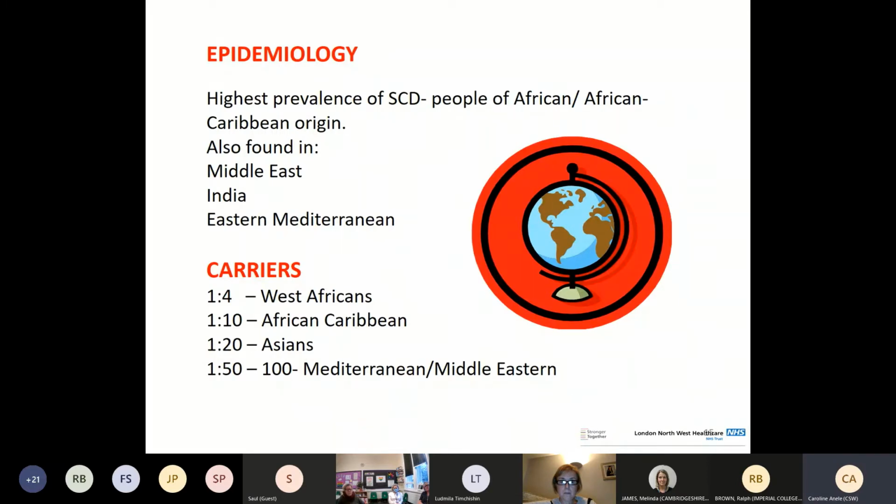The epidemiology: usually the highest prevalence of sickle cell disease will be found in those of African or African Caribbean origin. We also have people from the Middle East, India, and the East Mediterranean. In West Africa, the incidence of hemoglobin S carriers is about 1 in 4. In African Caribbean, we find 1 in 10. In Asians, 1 in 20, and in the Mediterranean or Middle East, we find 1 in 50 to 100.